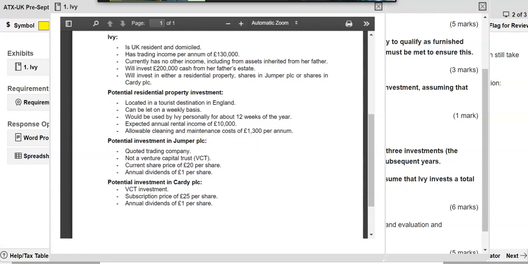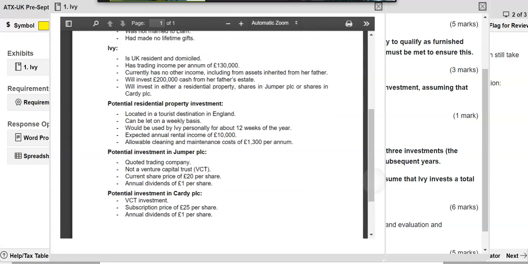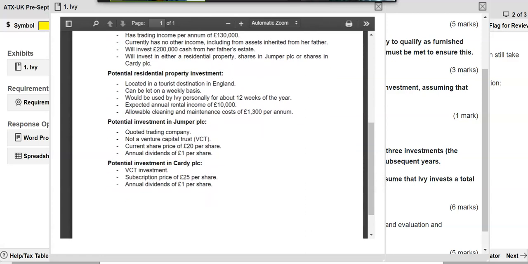Okay. So the residential property is located in a tourist destination in England. It can be let on a weekly basis, and would be used for maybe about 12 weeks for the year. So 7 multiplied by 12, that's 84 days, right? And if you deduct 84 from 365, that will give you 281 days. Okay.